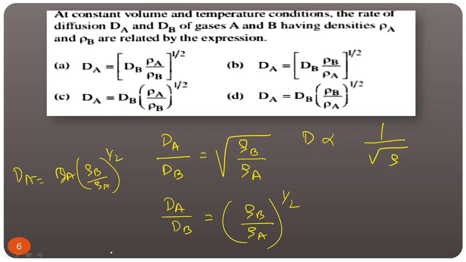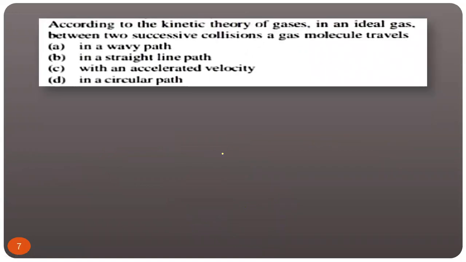So what is the correct answer? dA is equal to dB into rho B upon rho A to the power 1 by 2. Now check it. Is it clear? Completely clear? This is the relation. Now let's move to the next one.